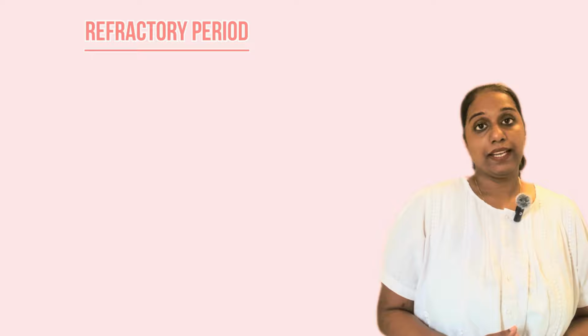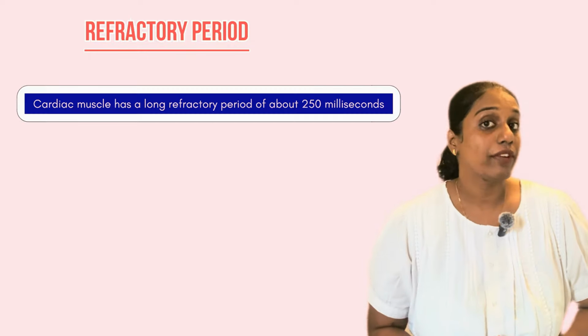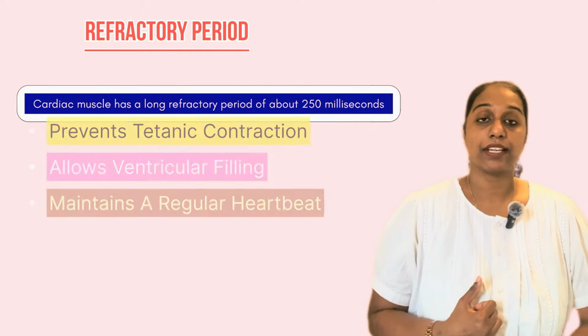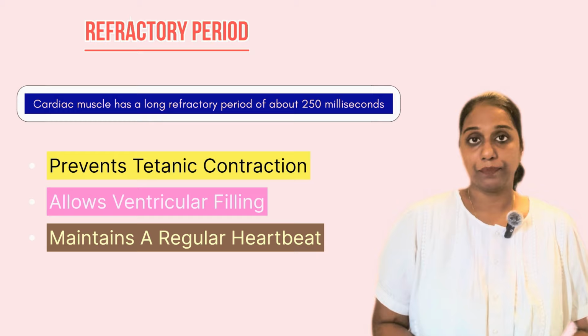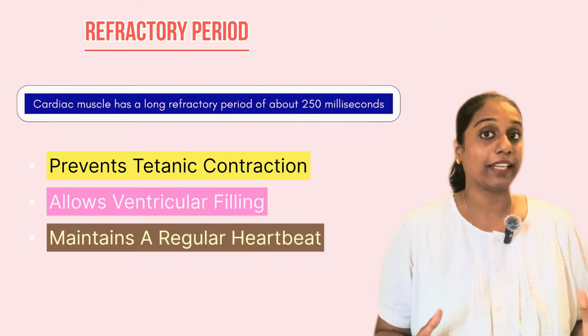Next is the refractory period. The cardiac muscle cells have the longest refractory period, of about 250 milliseconds. This is important because it prevents tetanic contraction, it allows ventricular filling, and it maintains a regular heartbeat. Without this long refractory period, the heart would not function as an effective pump.